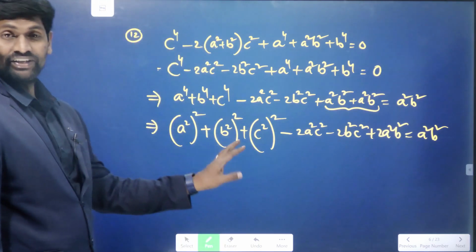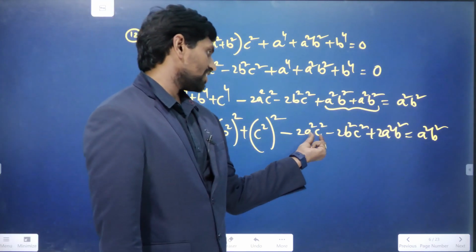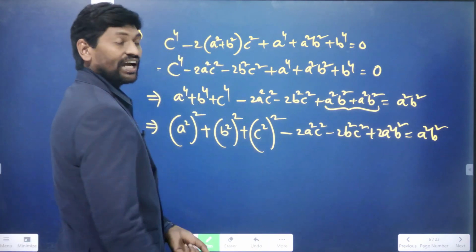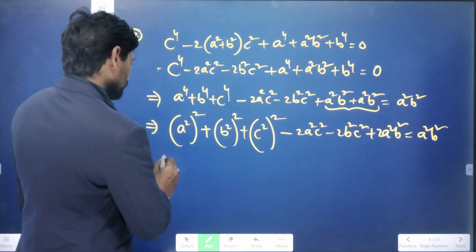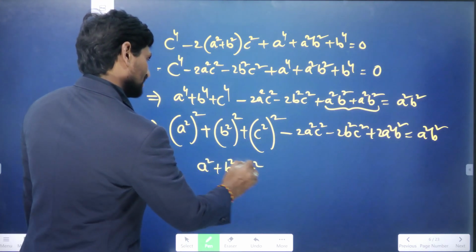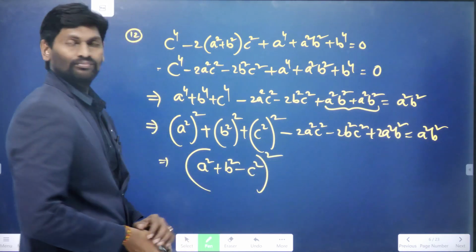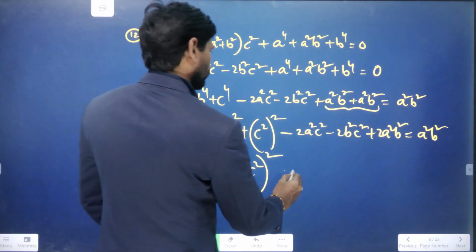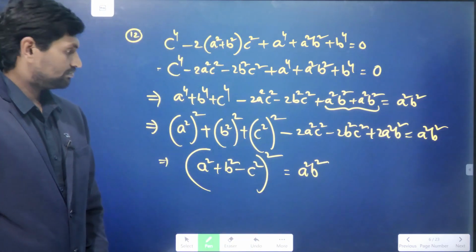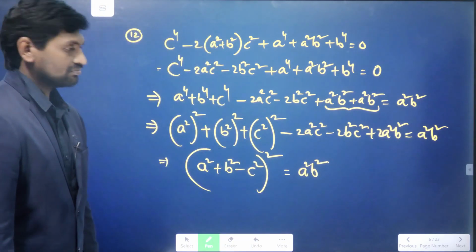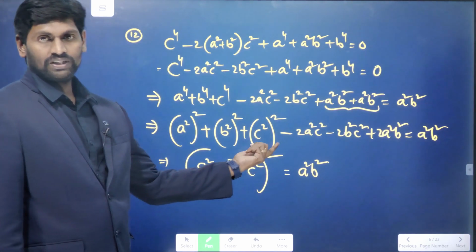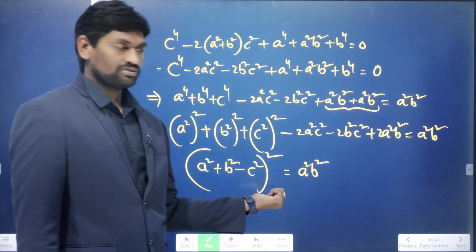But just to identify the minus symbols having the common letter c square. That means from these three terms having c is a negative terms. So we can write this one a plus b minus c whole square. That is equals to a square b square. Okay? A square plus b square minus c square whole square. That means it is in the form of a plus b plus c whole square format.